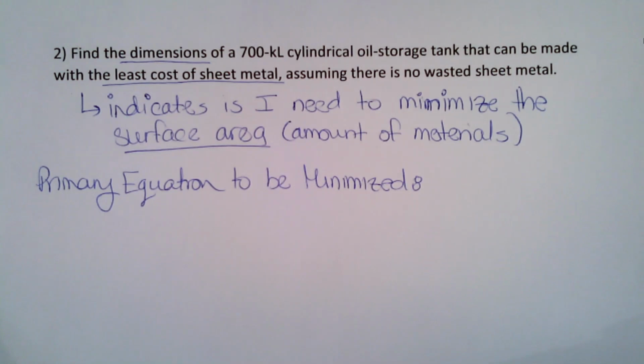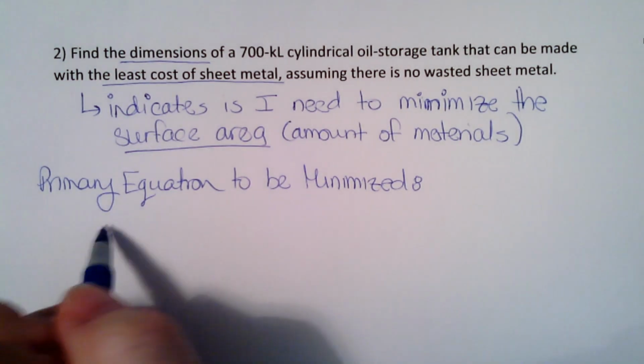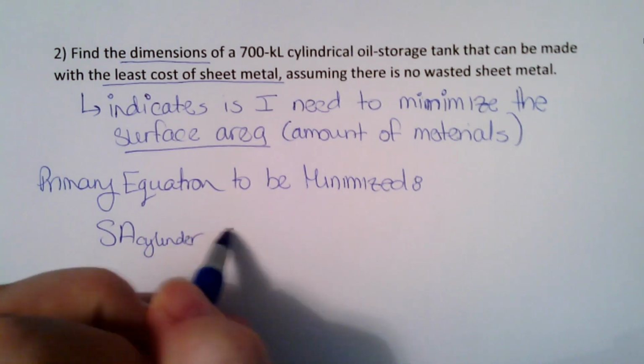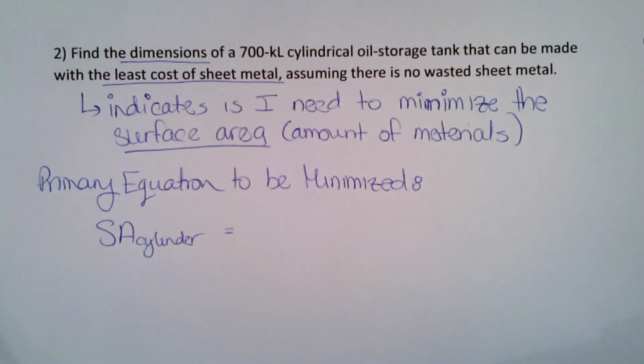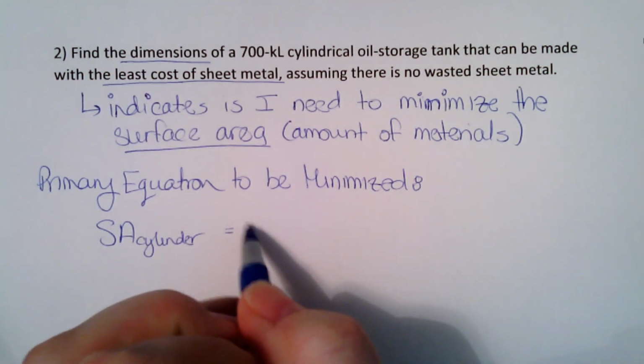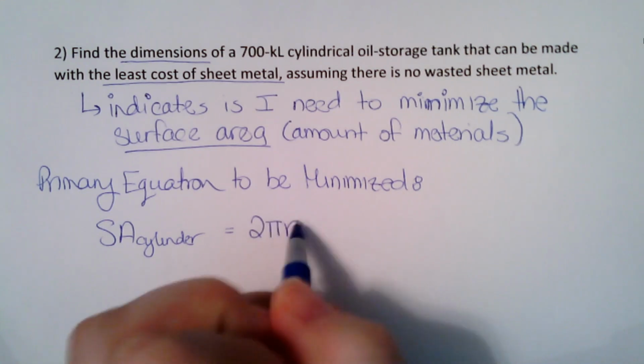So the primary equation to be minimized here is the surface area of a cylinder. Alright, so this is the one where I was getting confused when we did the rate of change examples. We did the other one, the volume of a cylinder, and I was getting confused with the surface area. So the surface area of a cylinder, and you can just Google the formula, 2 pi r h.